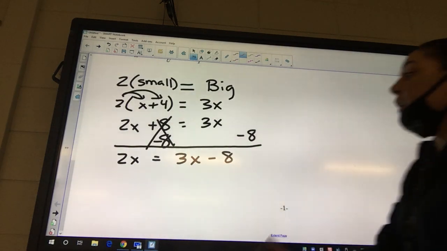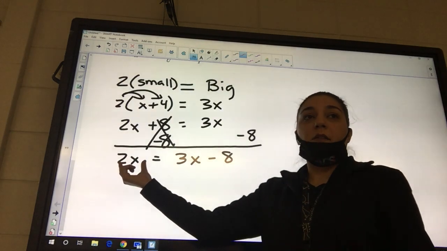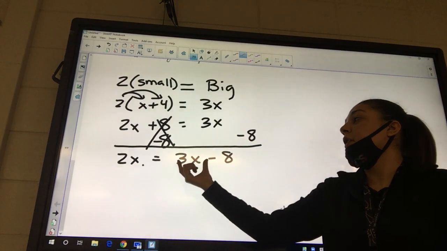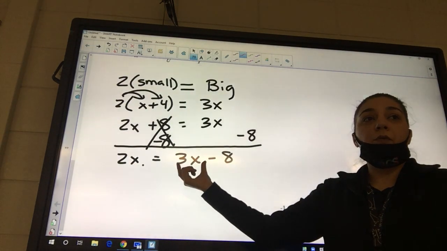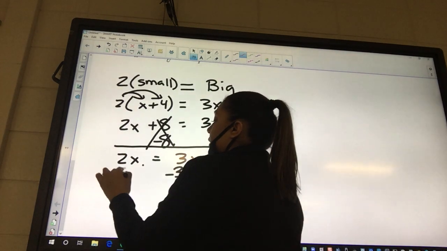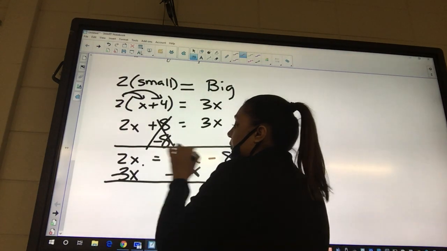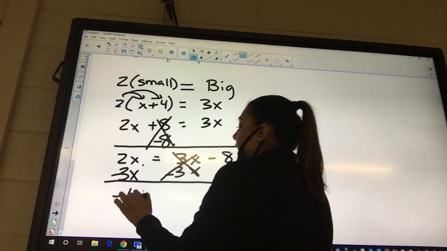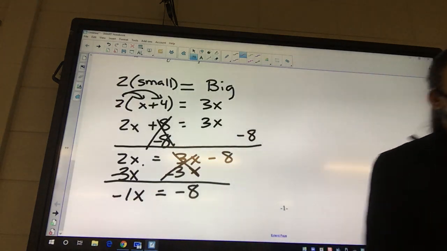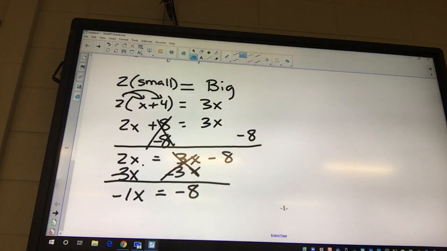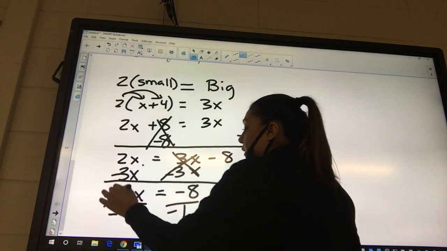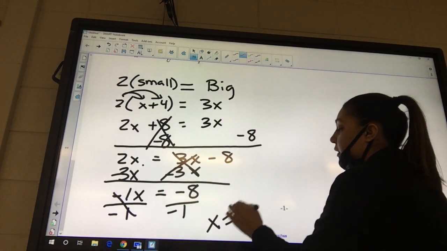Okay, so let's look on the left again. So on the left, I got 2x. Is that a letter or number? Letter, so it stays. Boom, I hit the right side of the equation. So 3x, does it need moved? Yeah, because it's a letter. Okay, and so I'm going to say minus 3x, minus 3x. So I'm going to have negative 1x equals negative 8. Divide. Yep, and then we always divide at the very last step. We're going to say divide by negative 1. So you're going to have x equals 8.